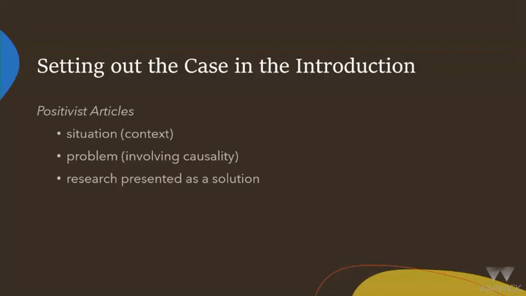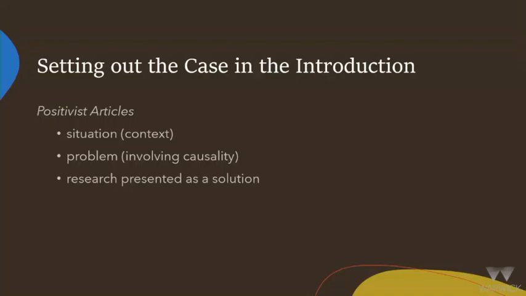So the positivist articles and the introductions very much followed a problem-solution structure. There was a situation or an outline of the context. There was some kind of problem involving causality, and the research was presented as a solution.